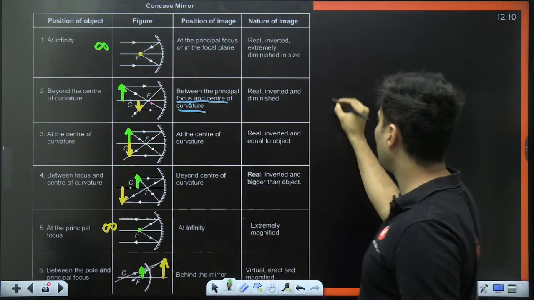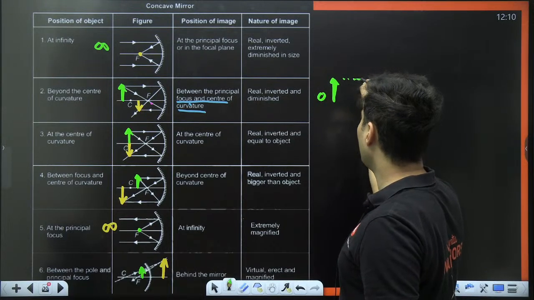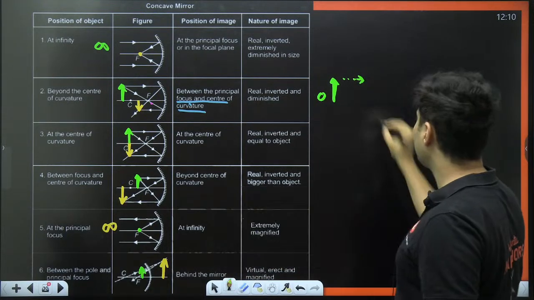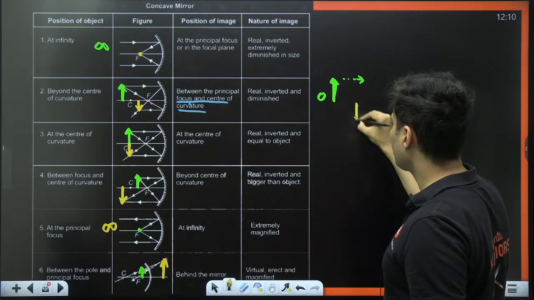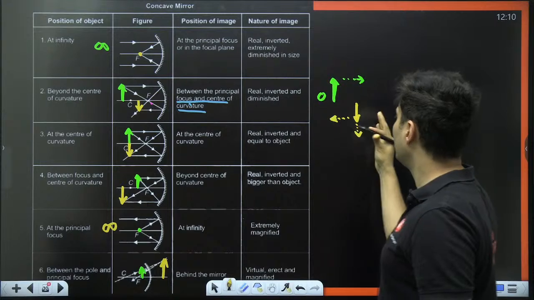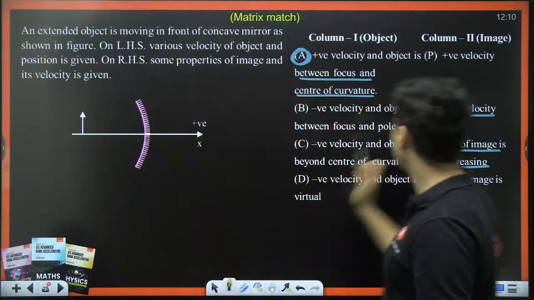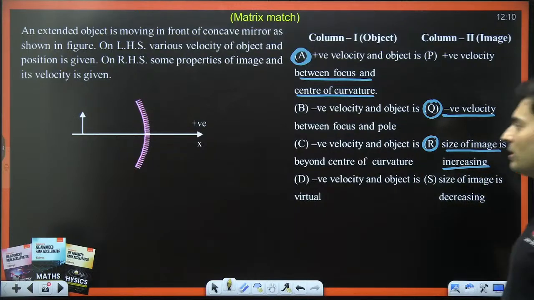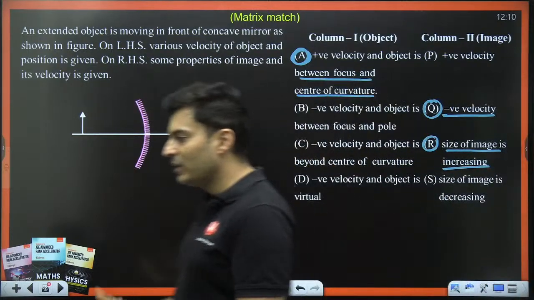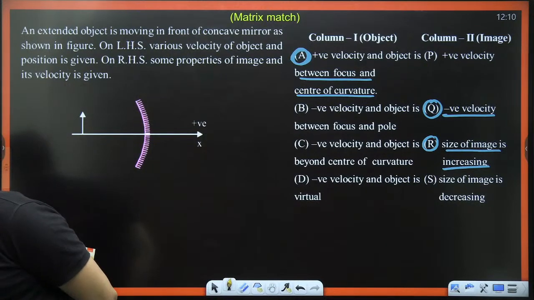So in that particular option, you can see that the object is slowly moving here, and this image which is inverted is growing in size, and it is also going this way. So it is growing in size and going towards the negative side. Hence, the correct answer is negative velocity and the size of the image is increasing. This way you can mark all the other options. Understood?